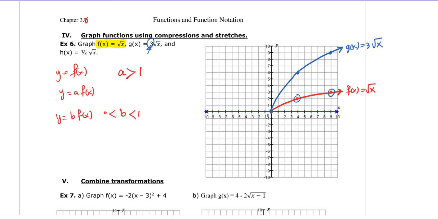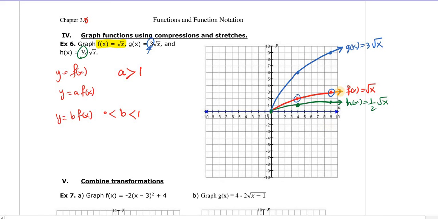And the function is going to shrink vertically if you multiply it by a positive fraction. So the function at 0 is 0. At 4, it's going to give you 1. At 9, it's going to give you 3 over 2, which is 1.5. So here is the graph of this function, which is h of x equals 1/2 square root of x. So it shrunk.